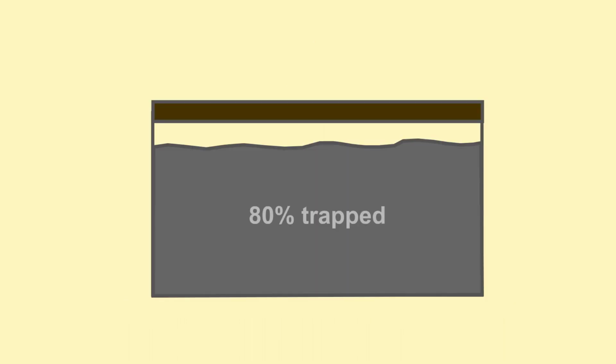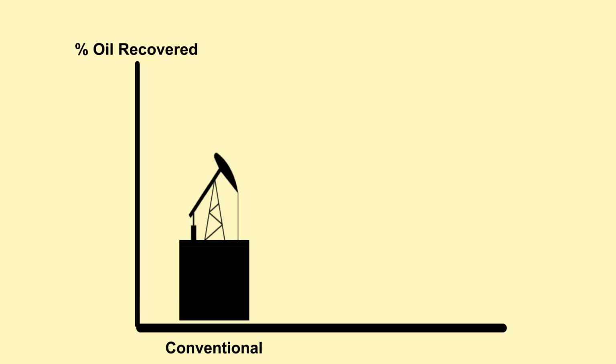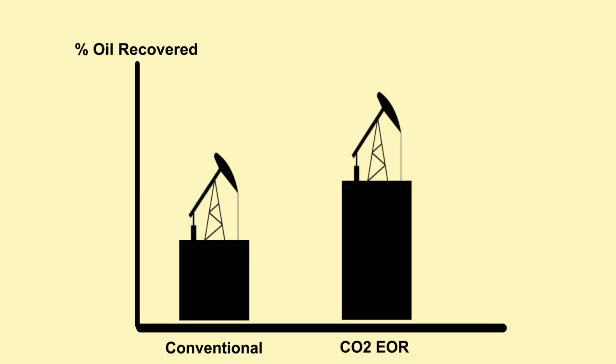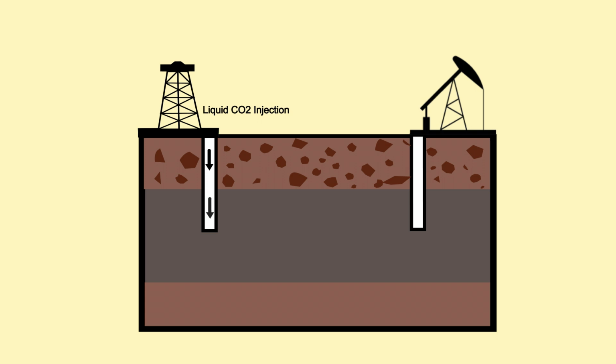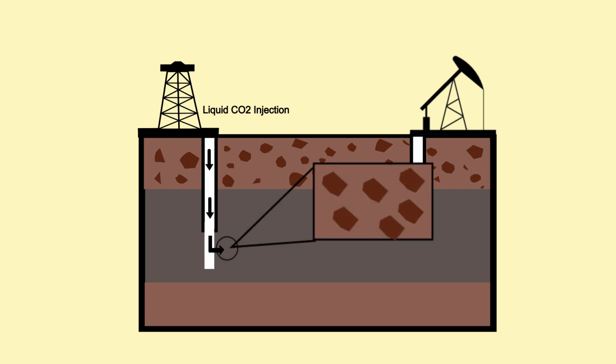Up to 80% of the oil can be trapped underground after the first round of extraction. A key way for extracting more oil is the method of carbon dioxide enhanced oil recovery, or CO2 EOR. CO2 EOR is a process that injects liquid CO2 into deep reservoirs within the pores of the rocks to drive out residual oil molecules trapped in the pores.